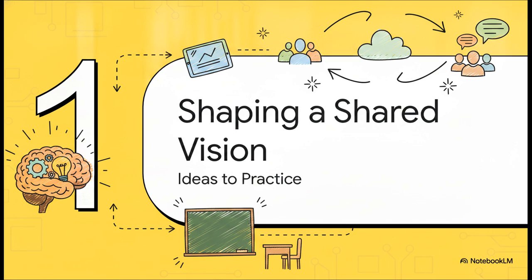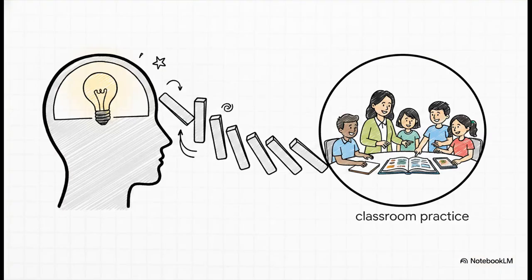Section 1. Shaping a shared vision and turning ideas into classroom practice. Now, take a look at the domino effect of a really strong vision. As our sources highlight from a leadership vision workshop, a shared vision for a school leads directly to clarity, access, innovation, action, and ultimately a much stronger community.